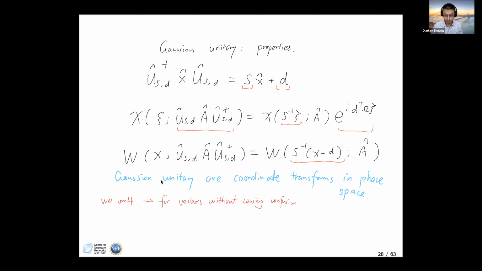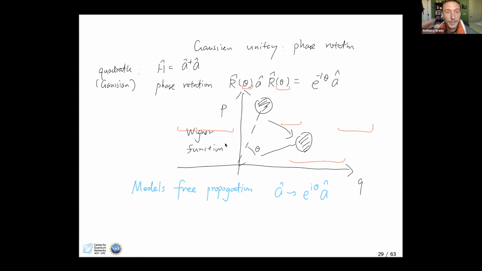And you might have learned that from basic quantum mechanics, or maybe in classical mechanics also. Yeah, it also happens in classical mechanics when you learn about particle motions. You have P and Qs, you build a phase space, and the thermalization and all these things can be nicely described in phase space. So, Gaussian unitary: phase rotation.